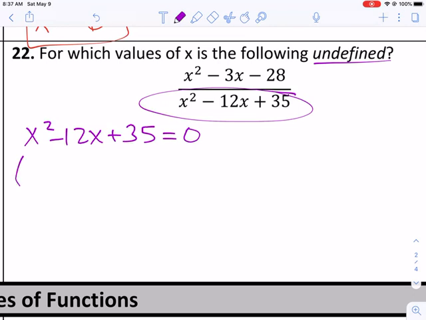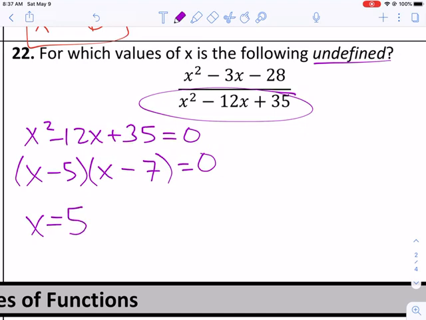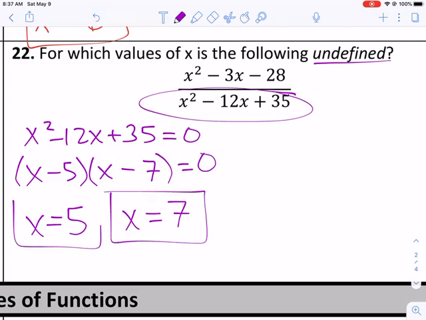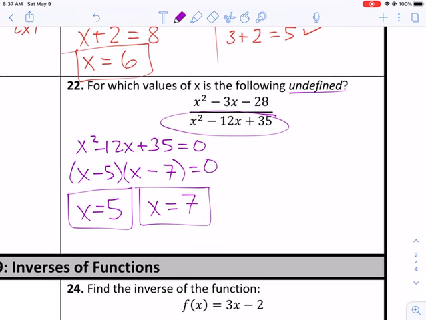All right, so I can use my shortcut. Factors of 35 that get me to a negative 12, that's going to be 5 and 7. They both have to be negative to add up to a negative 12 and multiply to a positive number. And then we do our one-step equation here and add 5 and add 7. So these would be the 2 x values that we cannot plug into the denominator, making those values of x undefined.